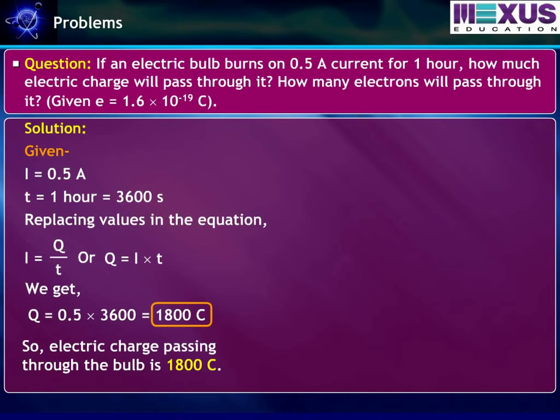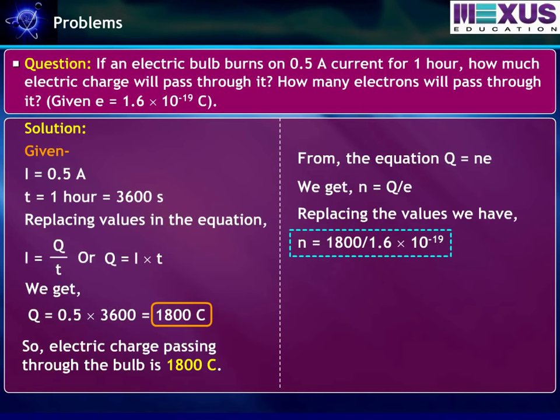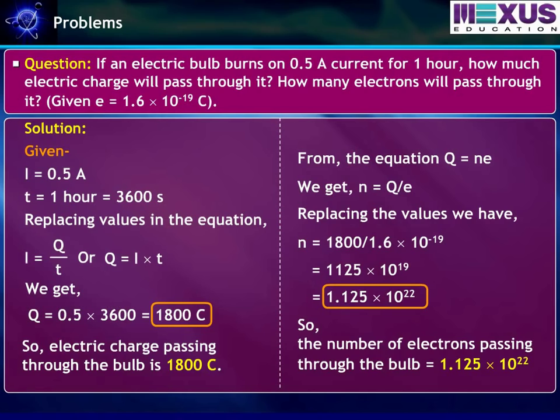So, electric charge passing through the bulb is 1800 coulomb. From the equation Q = ne, replacing the values, we have n = Q/e. So, n = 1800 / (1.6 × 10^-19), which is equal to 1125 × 10^19, equal to 1.125 × 10^22. So, the number of electrons passing through the bulb is 1.125 × 10^22.